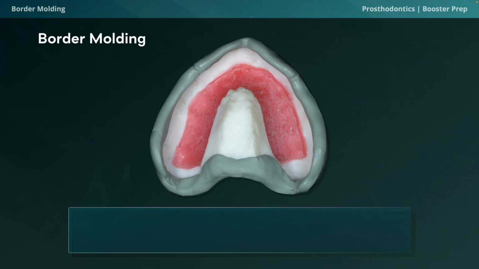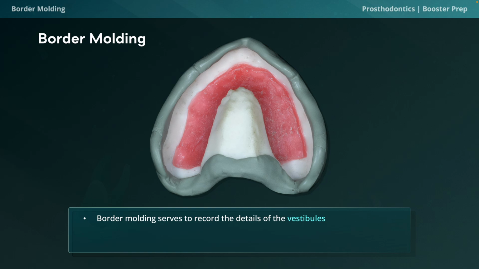Notice how the borders aren't paper thin, but instead are replicating what the vestibule looks like? That's what we want to see, because at the end of the day, guys, border molding is performed to record the details of the vestibules. So different movements capture different parts of the maxillary and mandibular arches. For instance, the labial flange can be recorded by having the patient pucker their lips, and the retromolar pad and masseteric notch can be recorded by having the patient close against pressure.